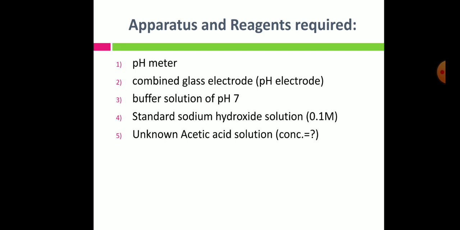The apparatus and reagents that are required for this experiment are as follows. Number 1, pH meter. Number 2, combined glass electrode, which is commonly called pH electrode. Number 3, buffer solution of 7 pH, which will be used to calibrate or standardize the instrument, that is pH meter. Number 4, the standard sodium hydroxide solution of known concentration, which we have taken as 0.1 M. And number 5 is the unknown acetic acid solution whose concentration has to be determined through this experiment.